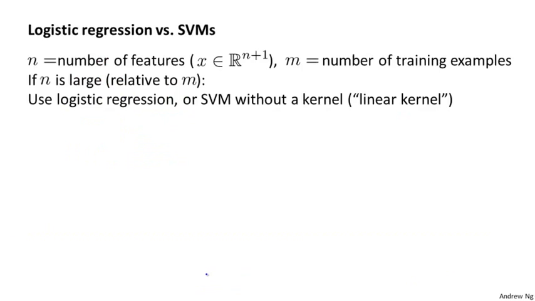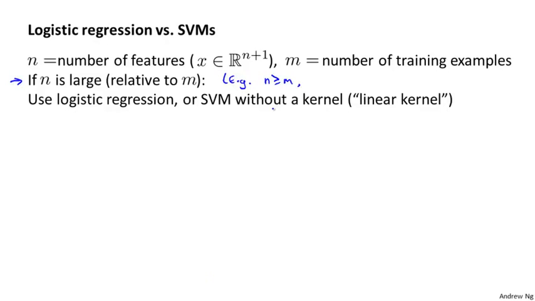Finally, we developed support vector machines starting off with logistic regression and then modifying the cost function a little bit. So the last thing I want to do in this video is just say a little bit about when you would use one of these two algorithms. So let's say n is the number of features and m is the number of training examples. So when should we use one algorithm versus the other? Well, if n is large relative to your training set size, so for example, if the number of features is much larger than m.